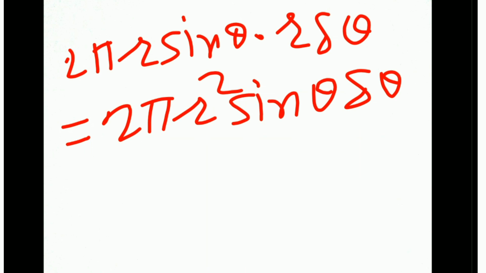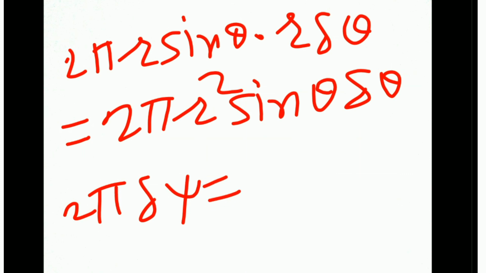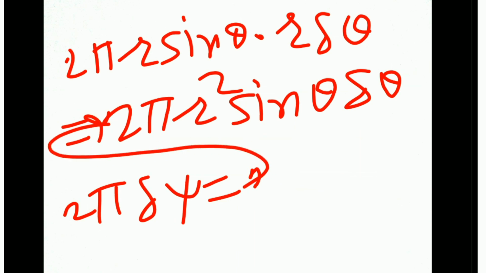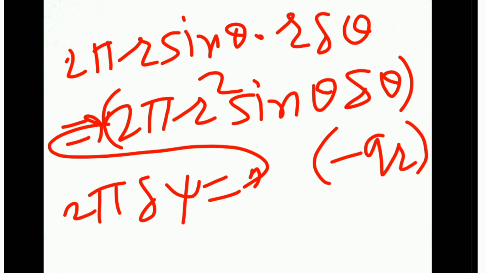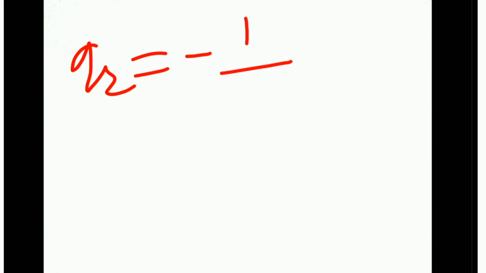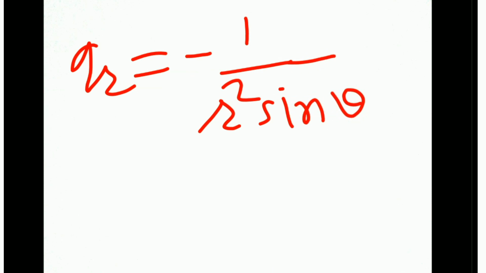and so what do we get? We get 2 pi delta psi is equal to 2 pi r square sin theta delta theta into minus QR, and therefore this QR is equal to minus 1 upon r square sin theta dou psi by dou theta.